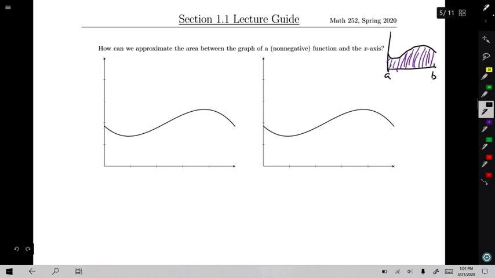So the first way that we're going to set this up is, well, we certainly want the rectangle, we want one of the rectangle's sides to be the bottom, to be the x-axis here, and we want it to go from A to B. So we know one of the side lengths of our rectangle, so the only question is, what should the height of our rectangle be? How tall should it be?